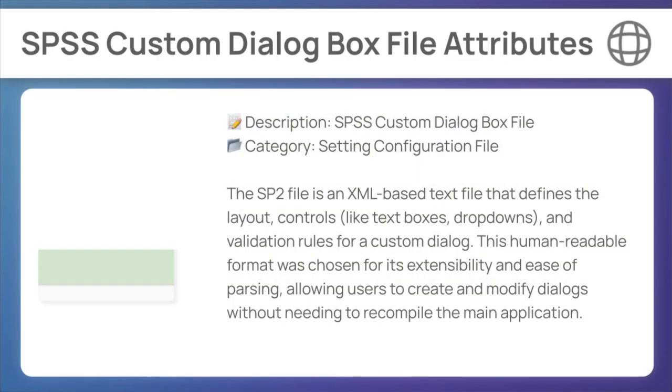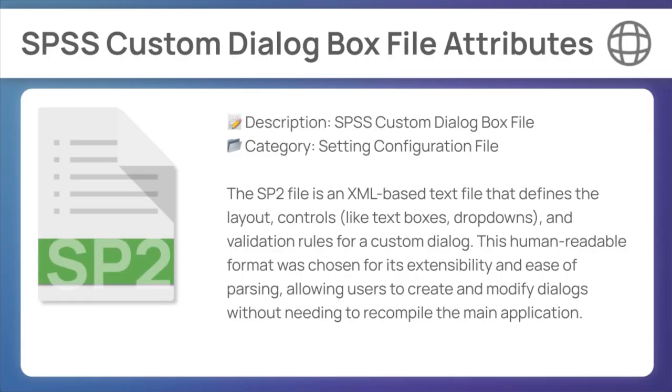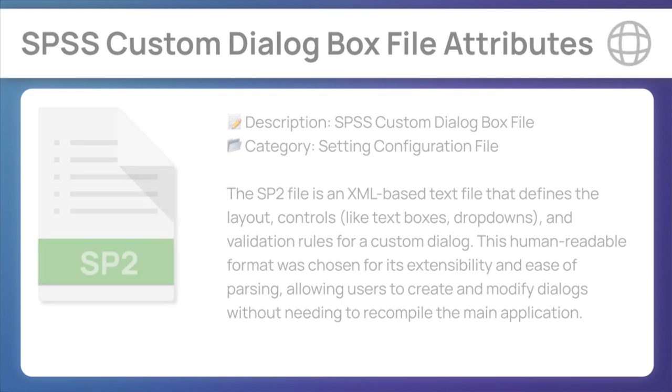The SP2 file is an XML-based text file that defines the layout, controls, like text boxes, dropdowns, and validation rules for a custom dialog. This human-readable format was chosen for its extensibility and ease of parsing, allowing users to create and modify dialogs without needing to recompile the main application.